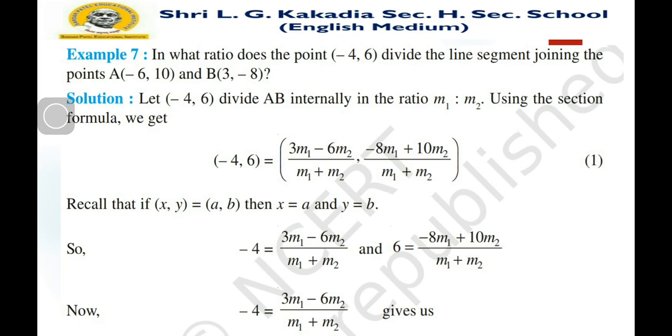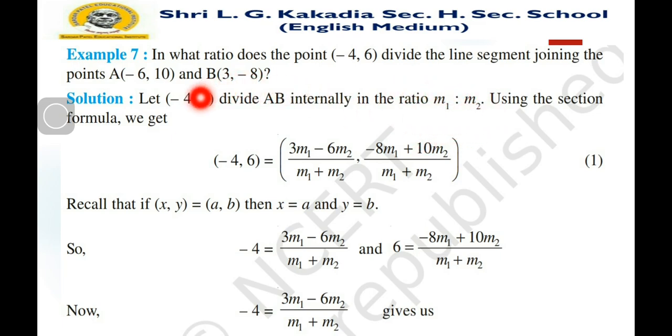Example number 7. In what ratio, now here we want to find m1 and m2. In what ratio does the point (-4, 6), which is given as the coordinates of the point that divides A and B, divide the line segment joining the points A (-6, 10) and B (3, -8)? So here we want to find the ratio, which means we want to find m1 is to m2.